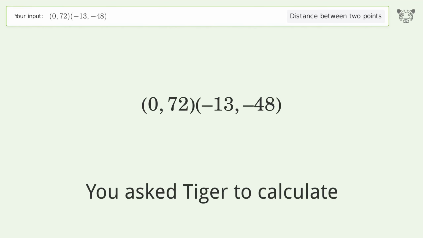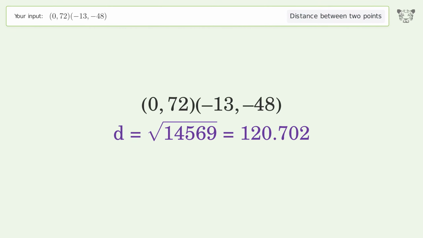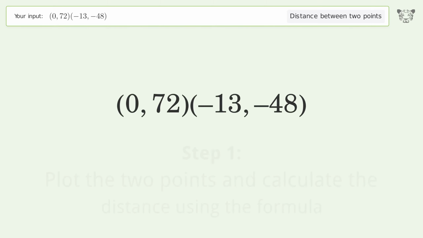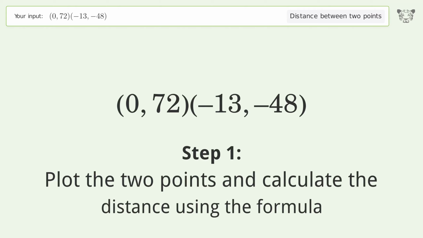You asked Tiger to calculate the distance between 2 points. The distance between the 2 points is the square root of 14,569, or 120.702. Let's solve it step by step. Plot the 2 points and calculate the distance using the formula.